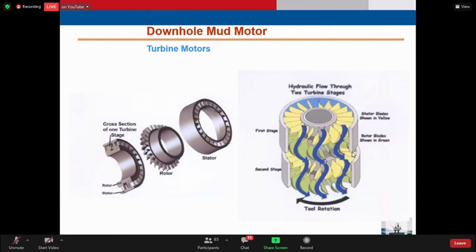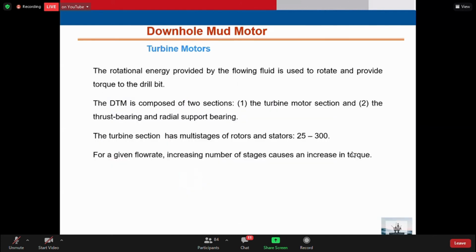Downhole motors include the positive displacement motor, and another technique that was used is the turbine. The turbine has a similar concept to the positive displacement motor, with a rotor and stator, but in another configuration, where rotation energy is provided by the flowing fluid, the same concept as the positive displacement motor, to allow the rotation and provide the torque for the bit.